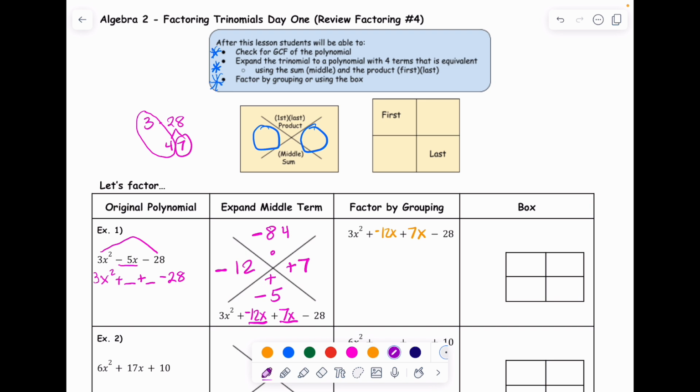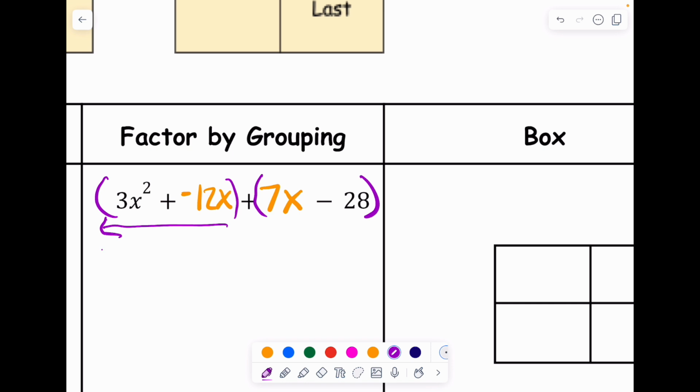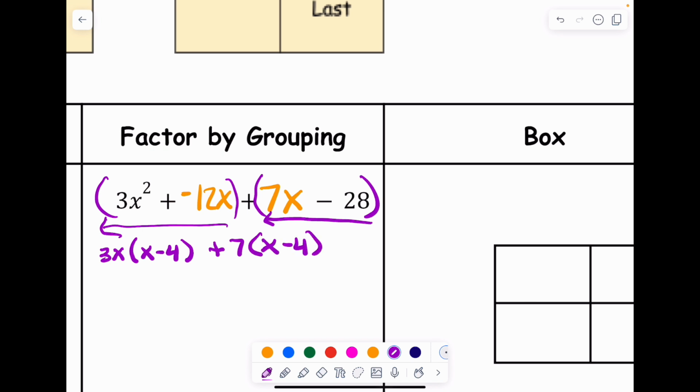Okay, so let's go ahead and factor by grouping. We have that plus sign, so we can put these back up. And now we're going to look for greatest common factors. So the greatest common factor of this is 3x, and we're left with x minus 4. And the greatest common factor of this, since 7x is positive, we can take a 7 out. So this is a positive 7, and then we have x minus 4. And then we look at the whole thing, and we see that they both have an x minus 4. So we factor an x minus 4 out. And we're left with the leftovers, which is 3x plus 3.